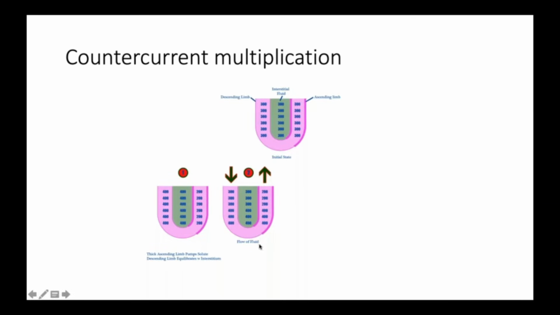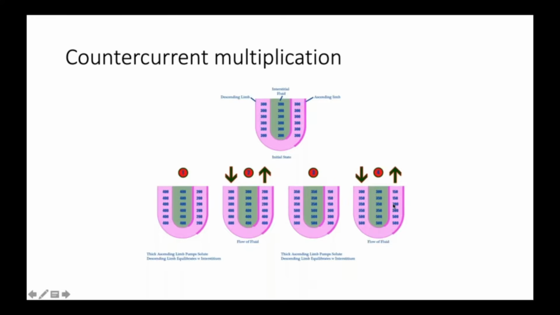So that's going to equilibrate. That's why the interstitium is 300 here in terms of osmolarity, because it's going to equilibrate with the tubular fluid from the proximal tubule. And then let's say the same thing happens, right? We move solute from the thick ascending limb into the interstitium, and then that's going to equilibrate again with the thin descending limb, because water can move from the thin descending limb into the interstitium. And then the same process happens again.